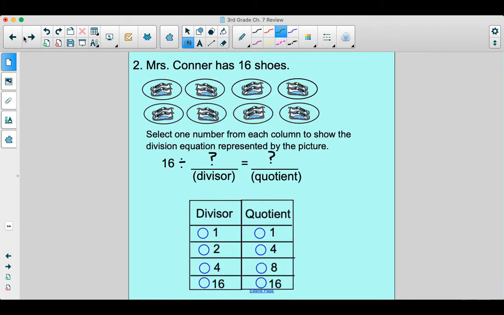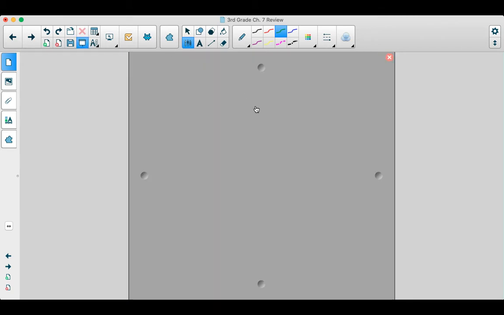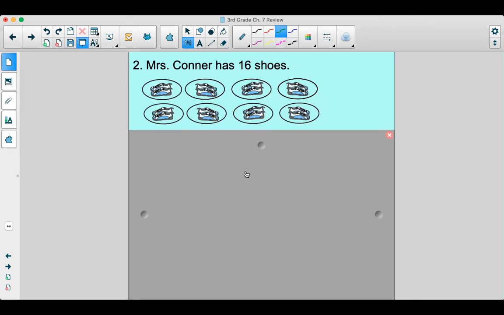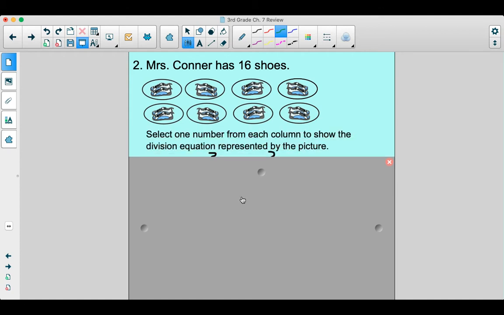Number 2. Mrs. Connor has 16 shoes. Select one number from each column to show the division equation represented by the picture. Okay, so there's a lot going on here. Let's look first. She has 16 shoes. Of course, shoes are grouped in pairs of 2. So we can see the picture. Select one number from each column to show the division equation represented by the picture.